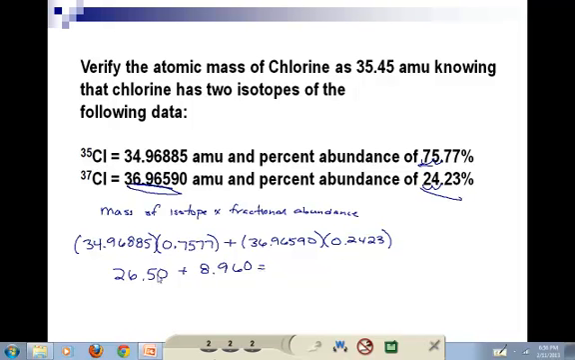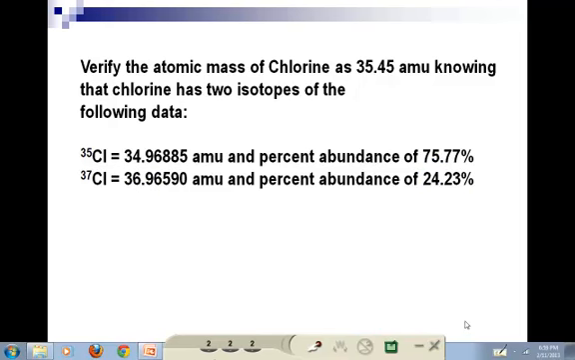I'm going to need 2 digits after my decimal. So when I add these together, I get 35.46, which is very close, if not the actual atomic mass of chlorine. Remember, mass of isotope times fractional abundance.